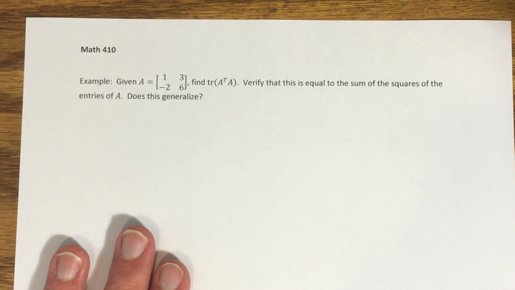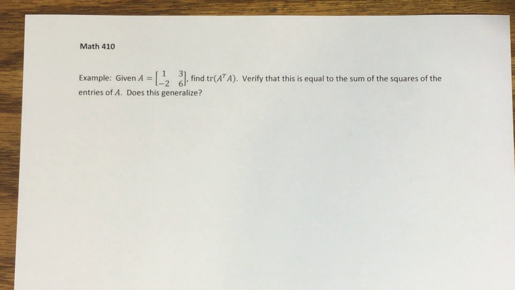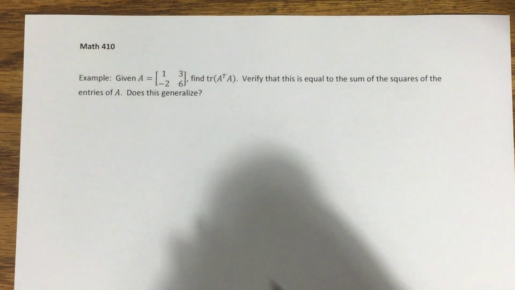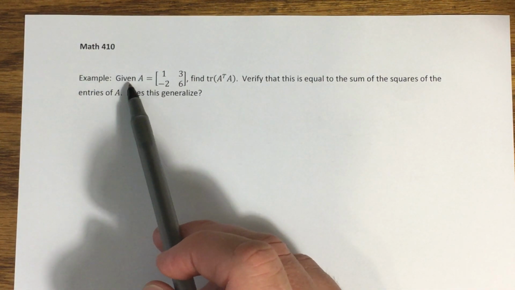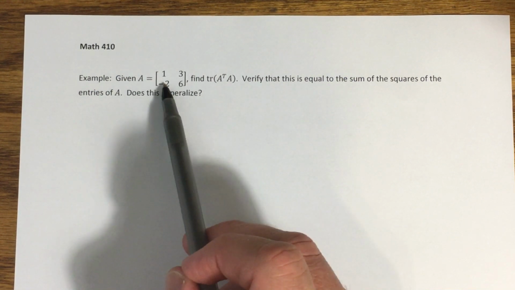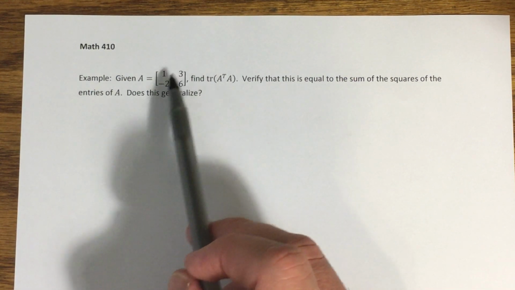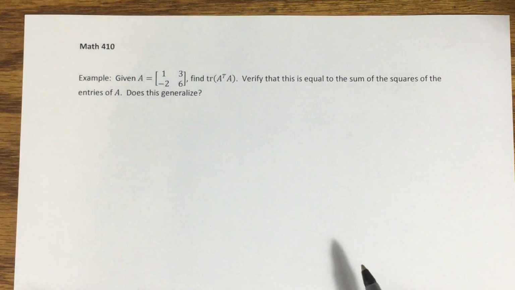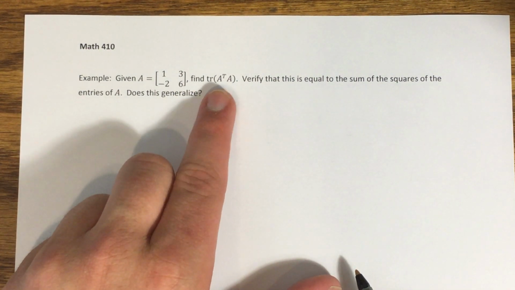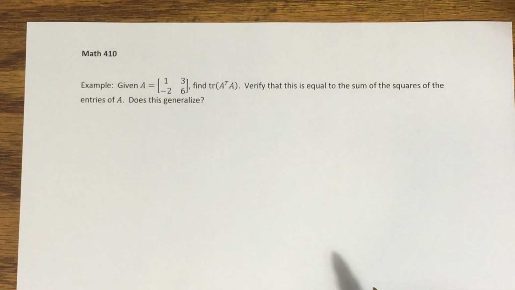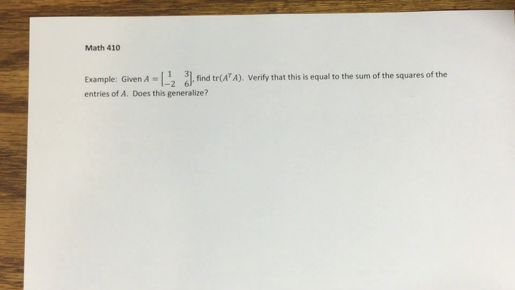Now, we want to be able to do multiple operations on a matrix at a time. We're going to do more of this later, but what I'm going to do here is define this matrix A and set it equal to a 2 by 2 matrix, 1, 3, negative 2, 6, and I want to find the trace of A transpose times A. There are a couple of interesting things that we can notice from this one example.